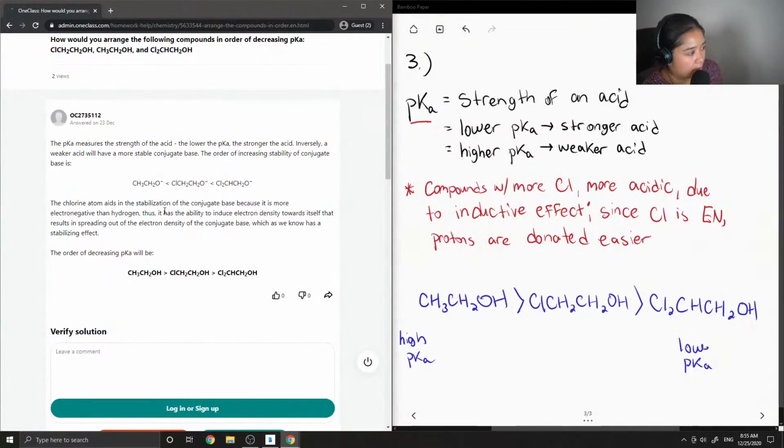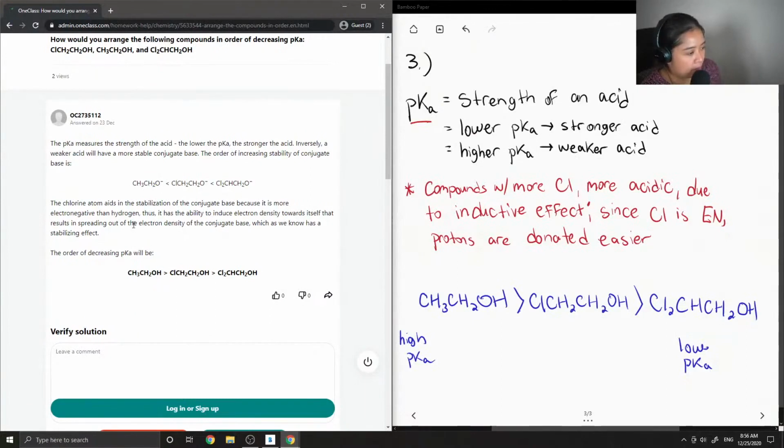Okay, so then they show the relationship, and then the chlorine atom aids in the stabilization of the conjugate base because it is more electronegative than hydrogen. Thus, it has the ability to induce electron density towards itself that results in spreading out of the electron density of the conjugate base, which we know has a stabilizing effect. The order of decreasing pKa would be the following.